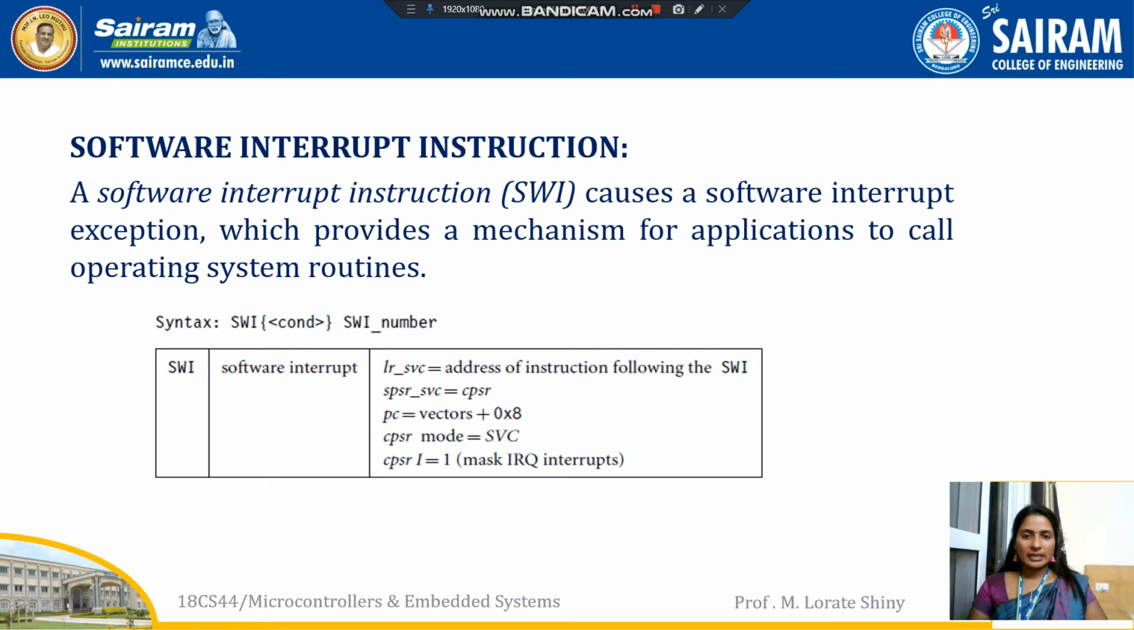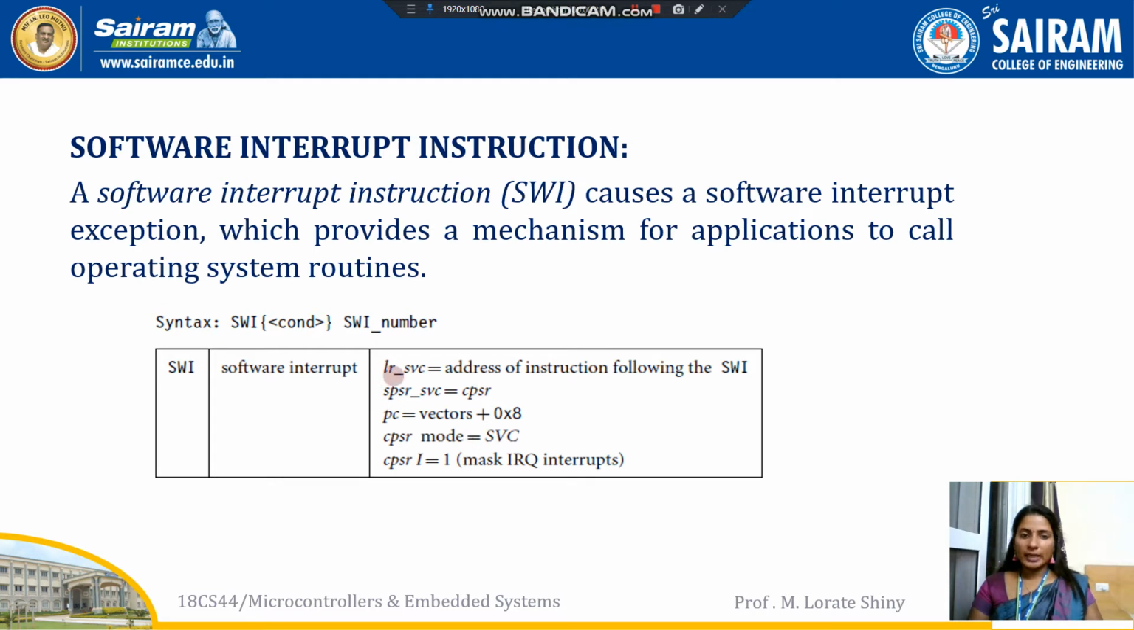The interrupt is called SWI. It causes a software interrupt exception, which provides a mechanism for all applications to call operating system routines. The syntax of this instruction is SWI. This is the instruction. Next, the condition, which is optional. Then the software number. For this interrupt instruction, what changes happen in the program?